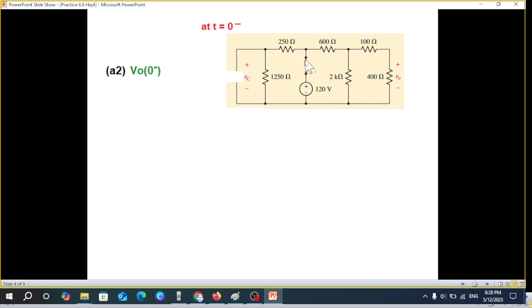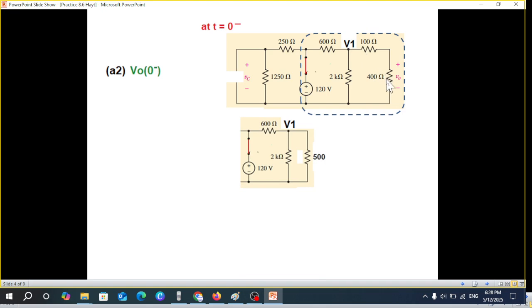Now at VO0 again the circuit remains closed, and this side will now be solved to find VO0. For ease, I'm naming this node V1. So we can calculate V1 and then find VO. Now these two can be added, 500, and then we'll solve them in parallel. So 2 kilo and 500 in parallel will be 400. I hope you can solve it.